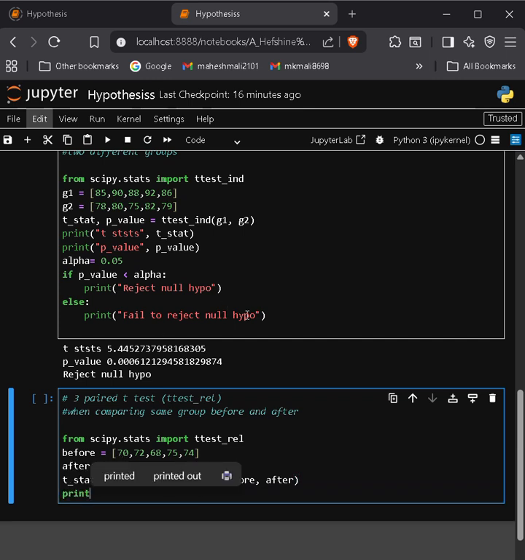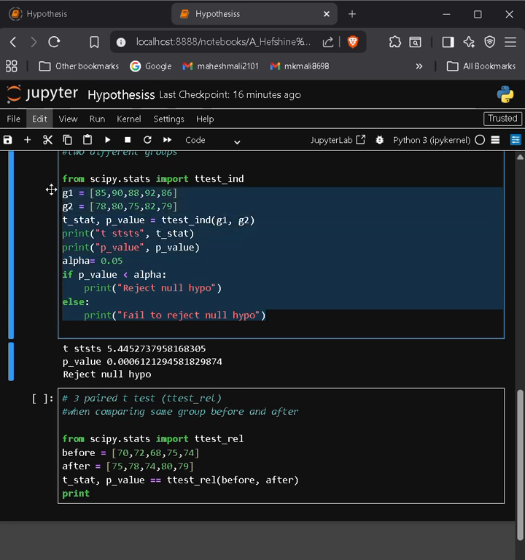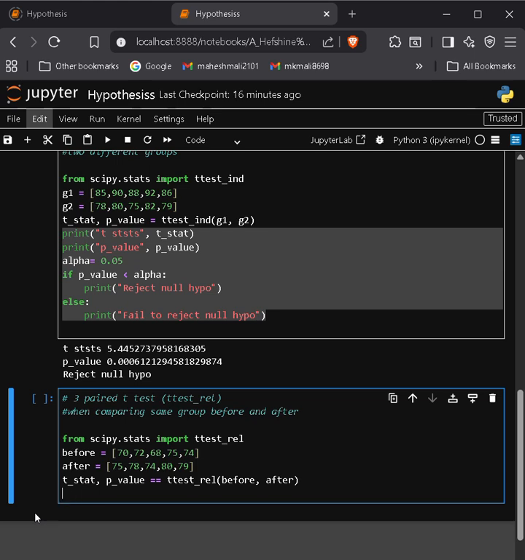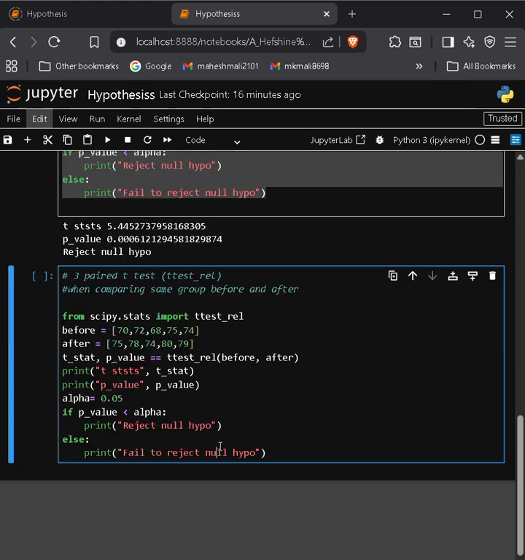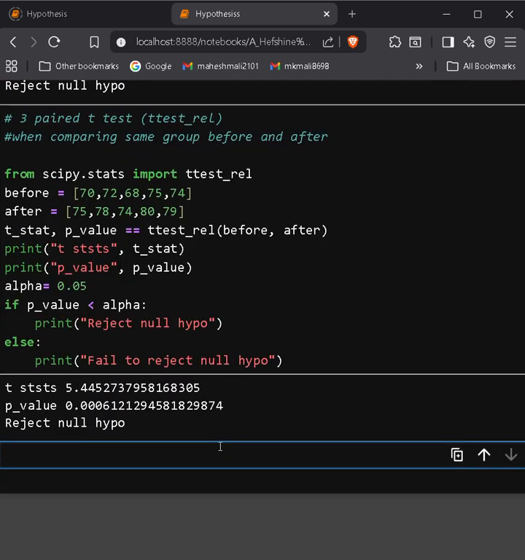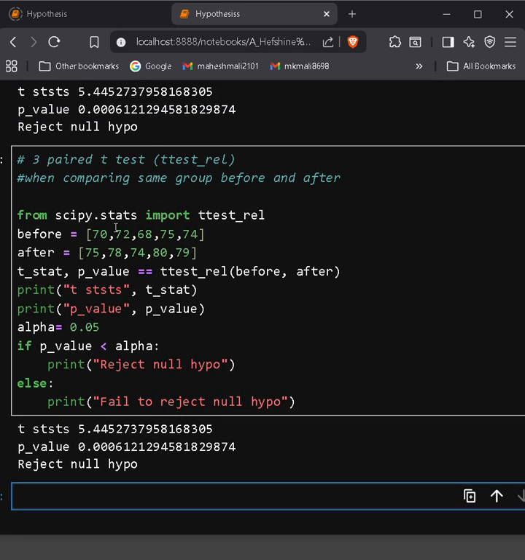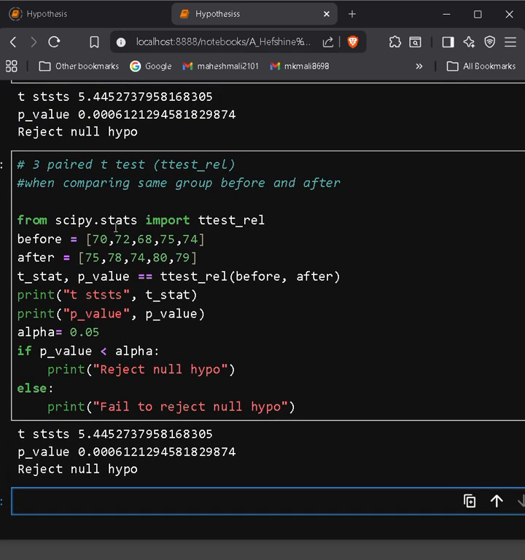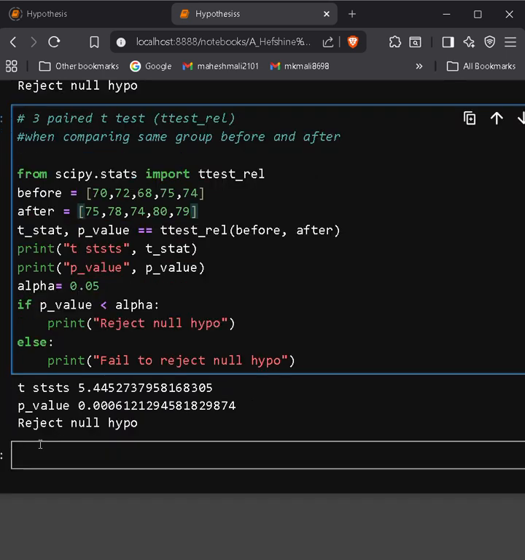Print, I just copy-pasted the same code here. We can clearly see reject null hypothesis. This compares the same group, before and after. Before marks and after training, we clearly see the difference. That's why we reject the null hypothesis, which means the alternative has some changes.